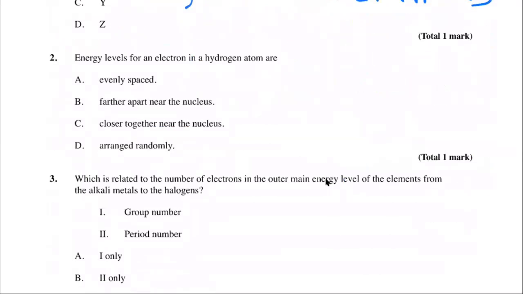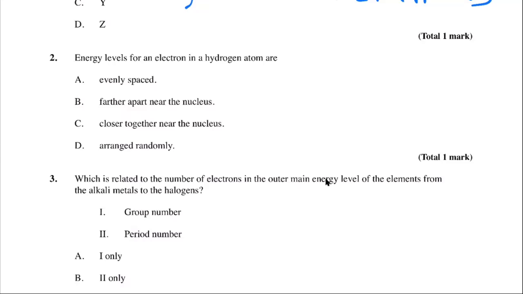All right, so number 2 on here, this relates to what we just talked about on Monday. It says energy levels for an electron in a hydrogen atom are evenly spaced, farther apart near the nucleus, closer together near the nucleus, or arranged randomly. So this is really a straight up knowledge memorization type of question. You have to think about when we drew all those Bohr models and we looked at those emission and absorption spectrums for hydrogen atom on Monday.